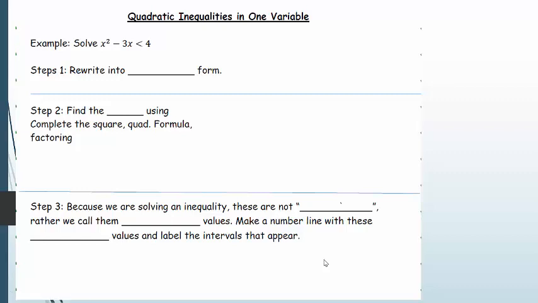Today we're going to continue solving quadratics, but a little different. Notice this is no longer an equal sign. Now it's an inequality. When you were doing Algebra 1, you would have solved inequalities, but none of them had x squared in the problem. So now that we have x squared, that kind of changes the whole game.